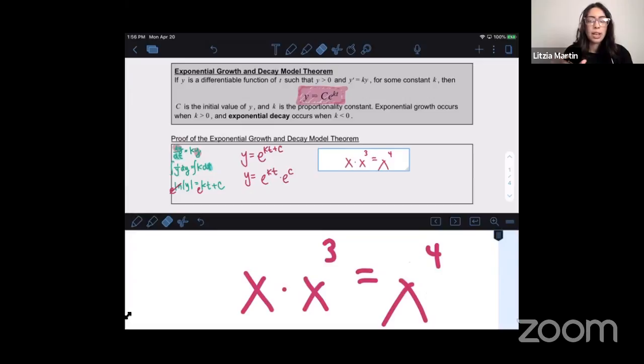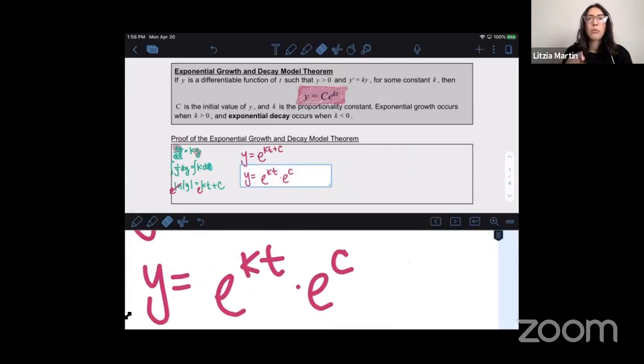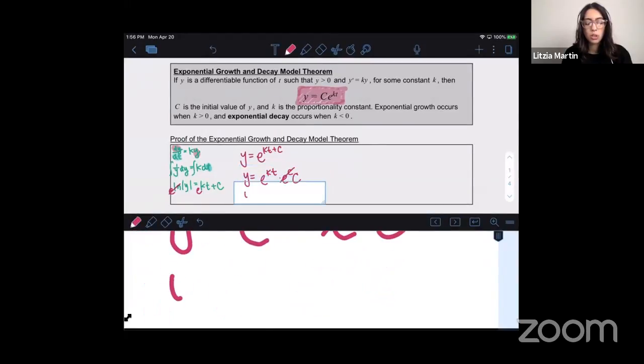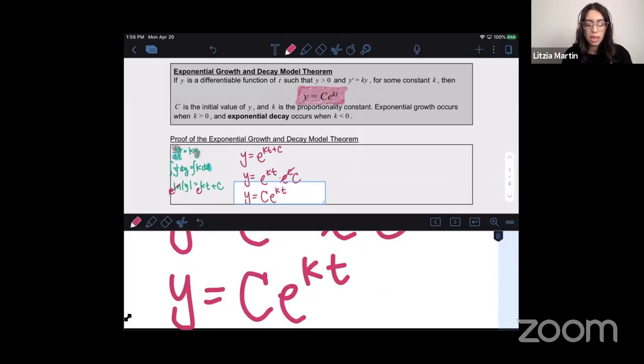So there we are. And remember, c is some constant. And so if we take e, which is a number, raised to that constant, it's going to give us some other constant. So this whole thing right here gets replaced by c. And so this becomes y is equal to c times e to the kt. And that is our general solution.